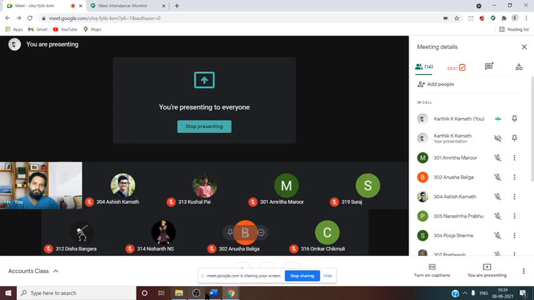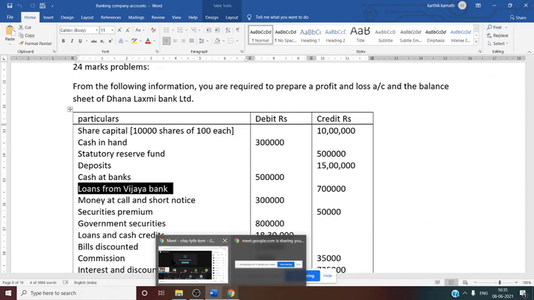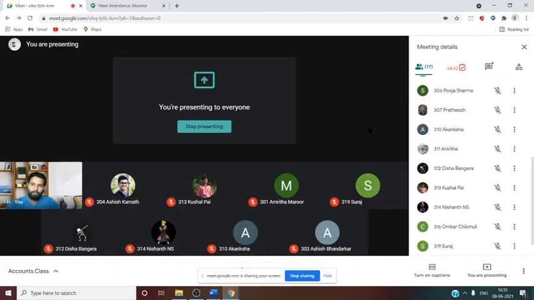Statutory reserve fund, schedule number 2. Deposit, schedule number 3. Cash at bank, schedule number 7. Loans from Vijaya Bank. This trial balance is of Dhanalakshmi Bank Limited, so it is borrowing from another bank. So borrowings from other banks, schedule number 4. Under schedule number 4 you have to consider this information. Then money at call and short notice, that is schedule number 7.